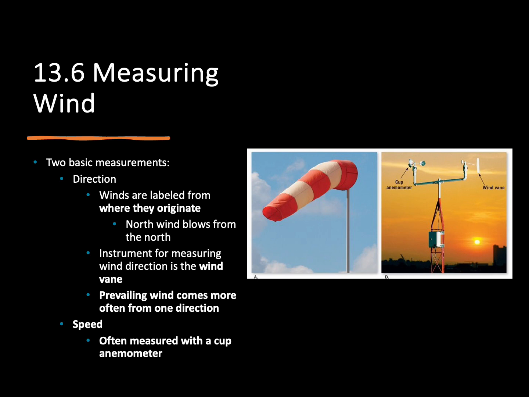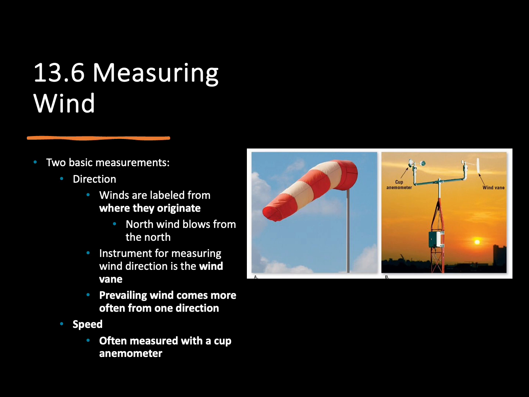When we're talking about the wind, there are two basic things that we want to be able to measure, and that's the direction of the wind as well as the speed, or how fast is that wind blowing. So to measure the direction of our wind, we use a really simple instrument called a wind vane. And this just looks like a tube of fabric that the wind is going to blow into. But it's capable of spinning around.